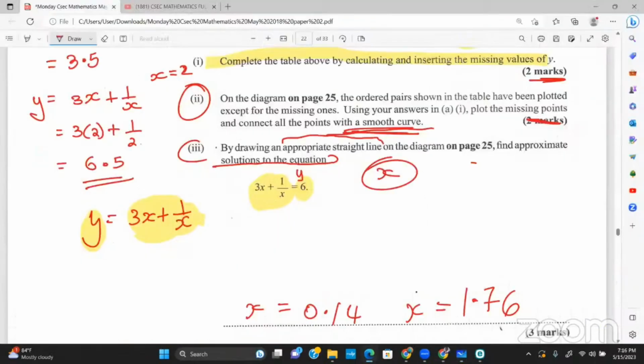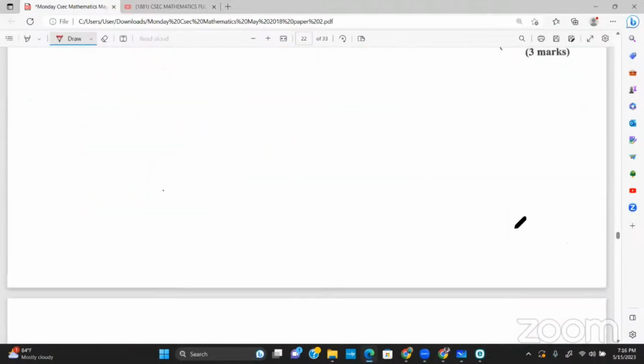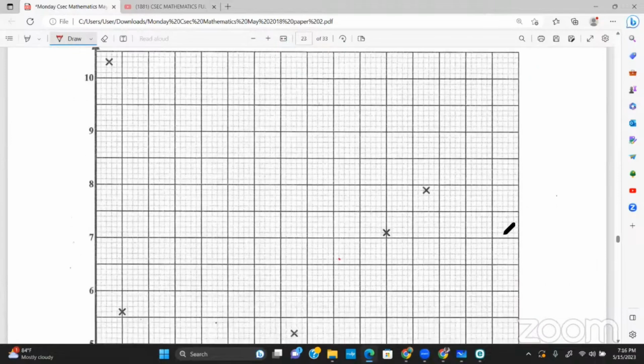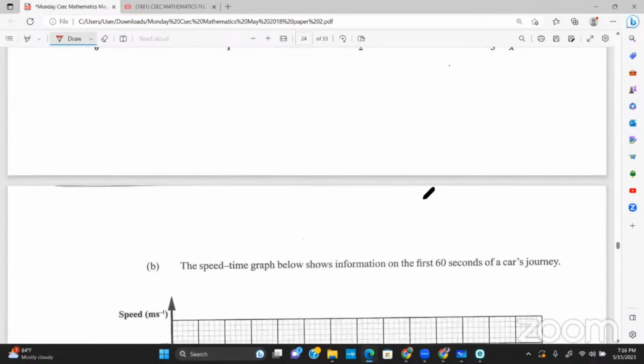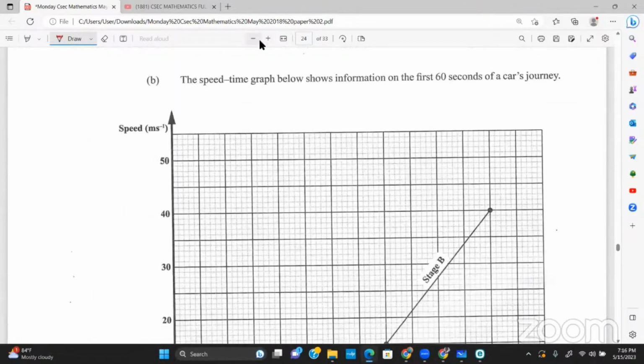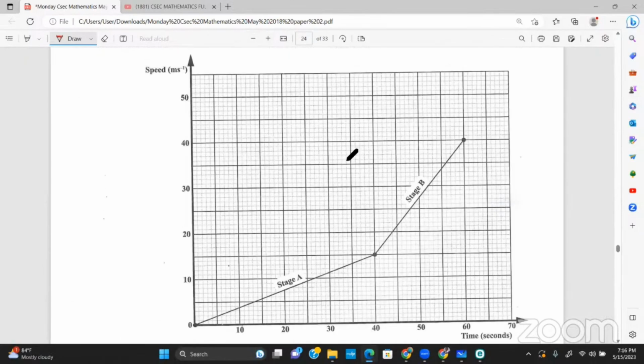All right. Let's continue working. That's the graph that we did not use. All right, so we're looking at a speed-time graph here. Speed against time, here it is. Speed against time. All right, let's see what we get.